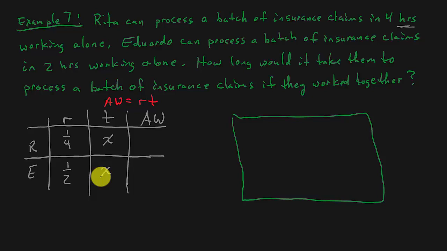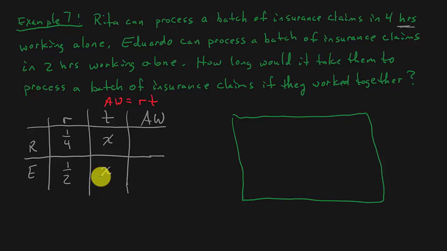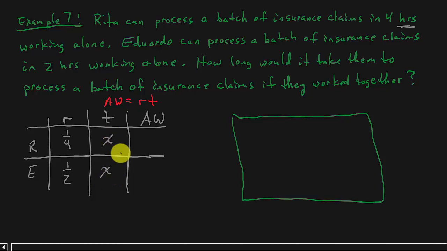So if they start at, say, 8 o'clock in the morning, and they work until 10 o'clock, they're working together to get them all done. They're both working the same amount of time. It's just that one person is doing more claims than the other one, but the time that they're working is the same. So that's why this time here is the same on both of them. And then the amount of work is just rate times time. So that's X over 4, and this is X over 2.